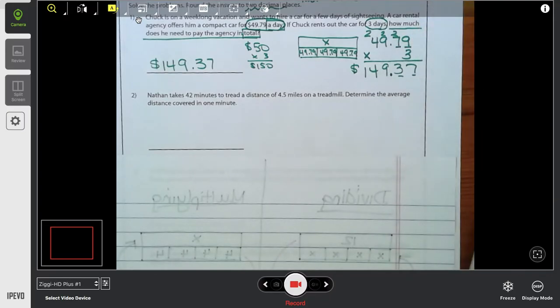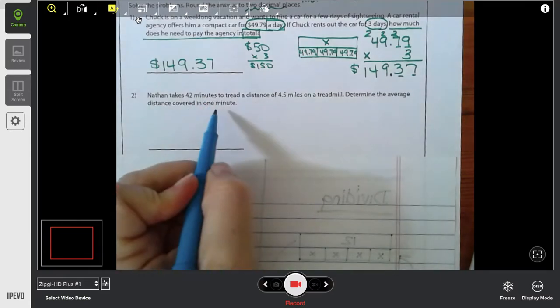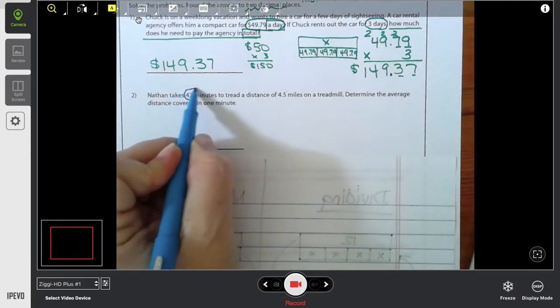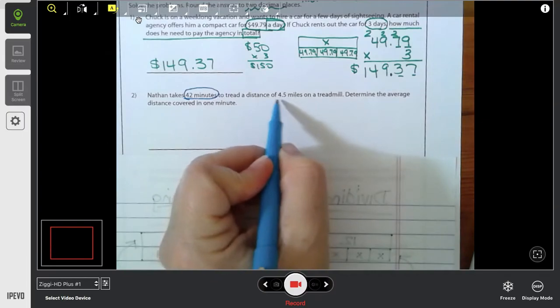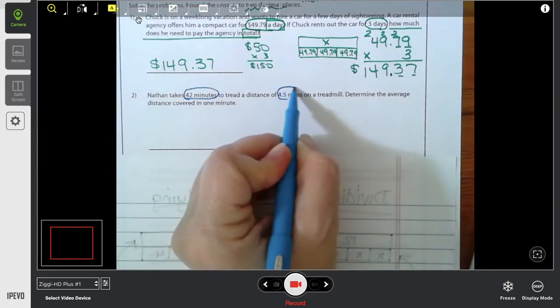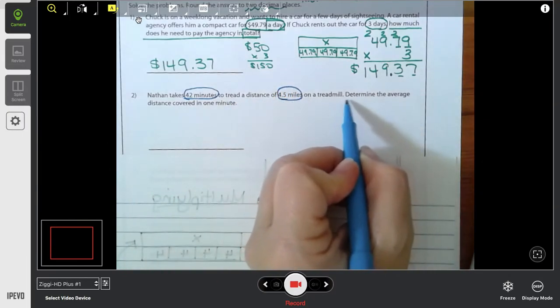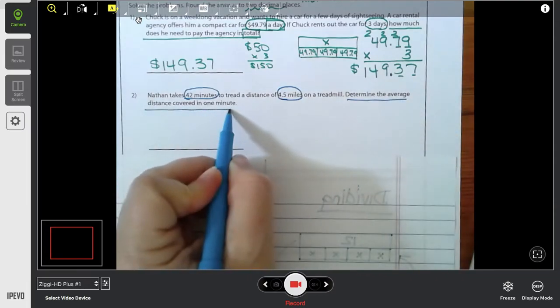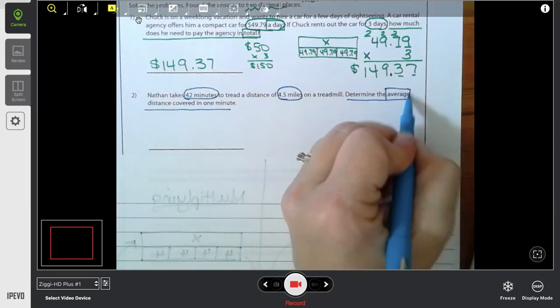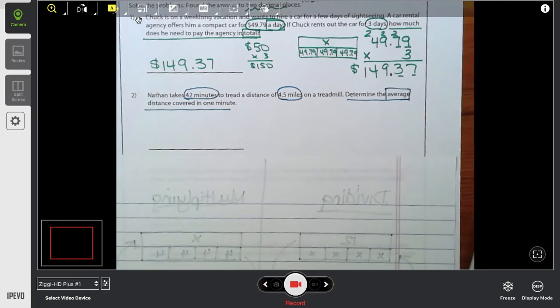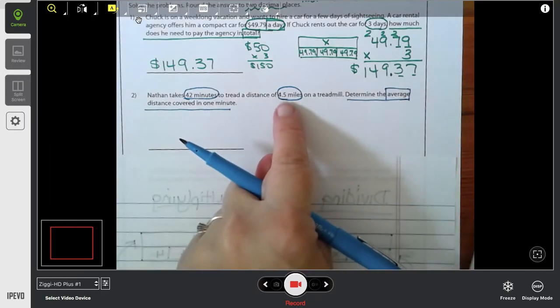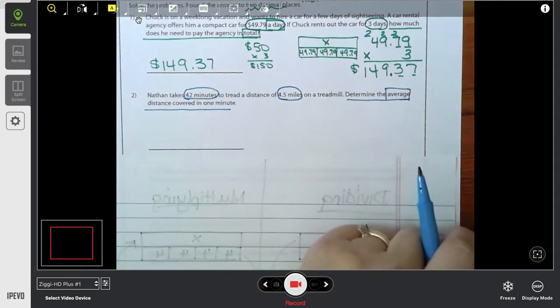Nathan takes 42 minutes to tread a distance of 4.5 miles on a treadmill. Determine the average distance he covered in 1 minute. Okay, so he's walked for 42 minutes. He's gone a total distance of 4.5 miles. We're going to determine the average distance covered in 1 minute. Average is definitely a key word. And he's gone the total distance for 42 minutes.